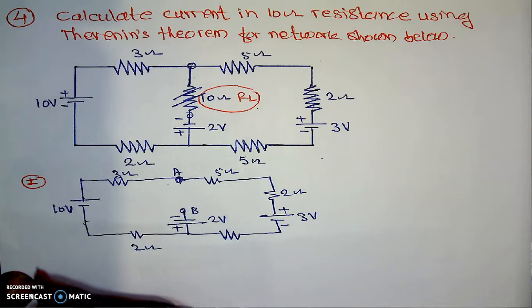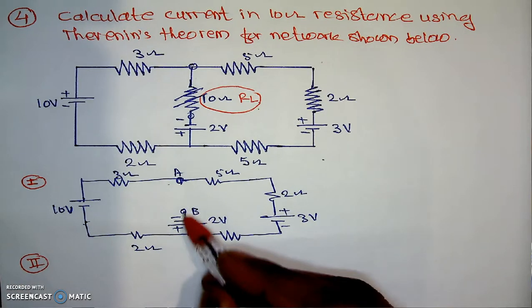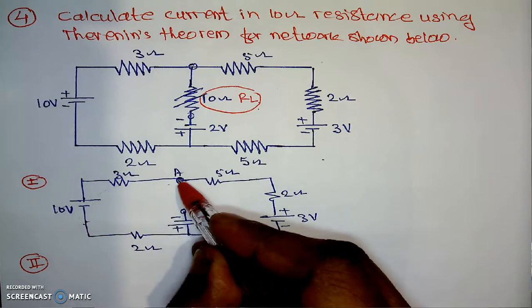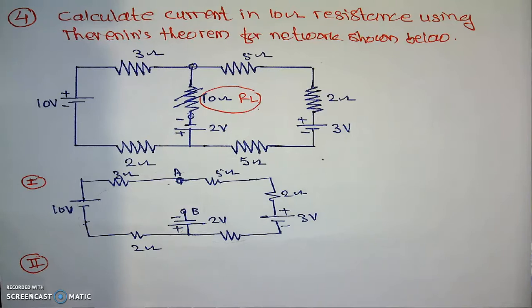That is the step number 2. To calculate this voltage, we have to travel from the B towards A. Maybe by using this path or maybe by using this path. Use any path, potential will be the same. Means we need to know the current in this path or current in this path to calculate the value of the VTH.